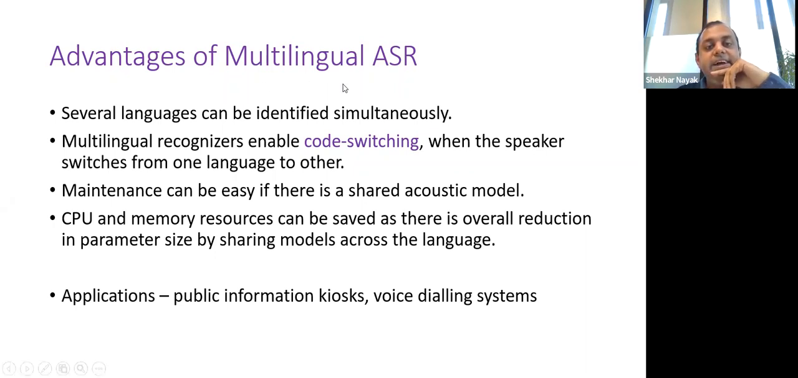So just discussing the advantages of multilingual speech recognition, we can identify several languages simultaneously, and we can deal with code switching when there is a switch from one language to another. And it can be easily maintained if there is a shared acoustic model. And we need less CPU and memory resources if there is an overall reduction in parameters, as it is shared across the models. And the applications could be public information kiosks, voice dialing systems, and so on, apart from the regular mobile devices and voice assistants.